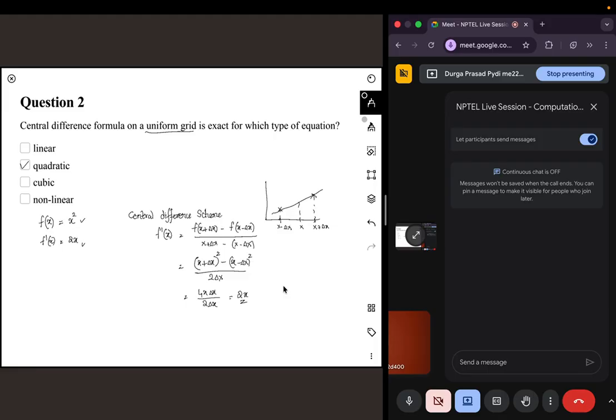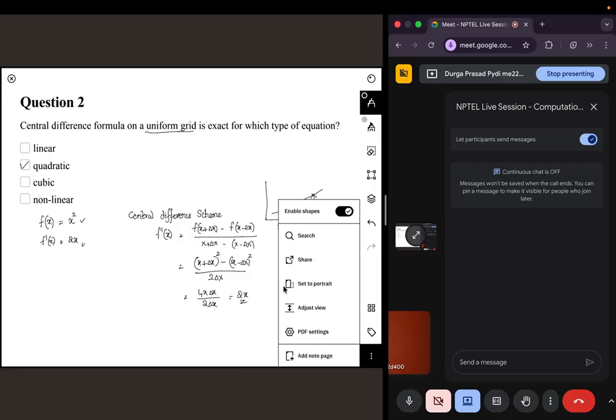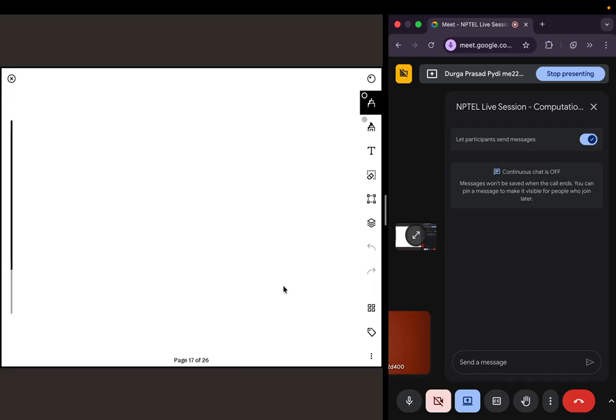Let's say if we have... What do you think? Okay, let's just try it out then. Let's say if the grid spacing is not uniform. But it has to... No, we can just try it out, right?